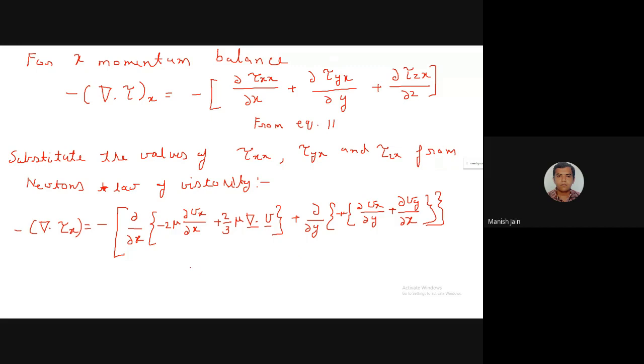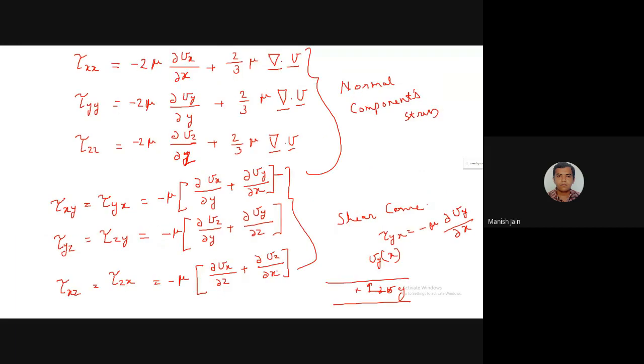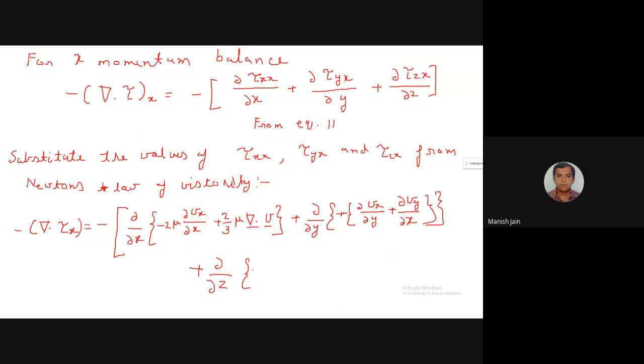Plus third term, del by del z, again in bracket you have to substitute the value of tau zx. So tau zx equal to minus mu (dvx by dz plus dvz by dx), minus mu (del vx by del z plus del vz by del x). Okay, so you will get this equation.